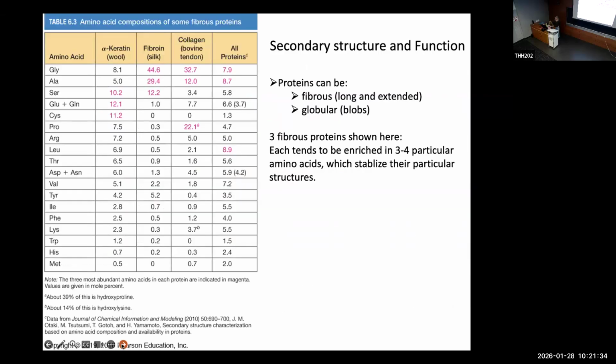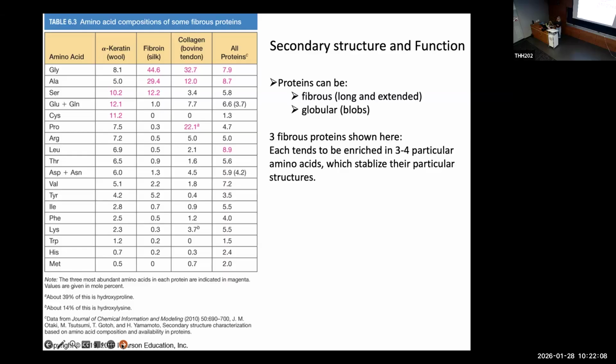Okay, so let's look at an example of a protein and examine it in a little more detail. Proteins fall into sort of two really broad classes. One are fibrous proteins and the other globular. Globular tend to look like blobs. They're a little more spherical and blobby, and fibrous are long and extended like fibers. These are a few common fibrous proteins. We're going to look at collagen today.